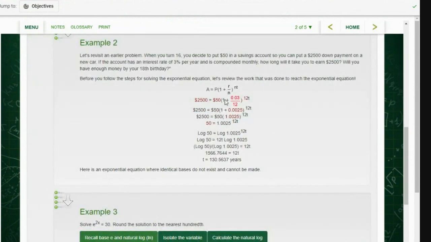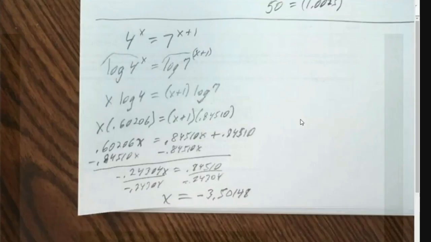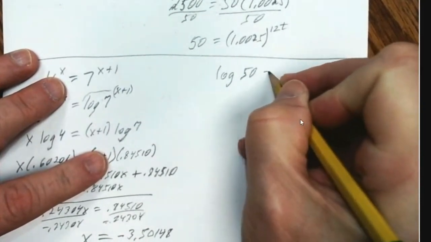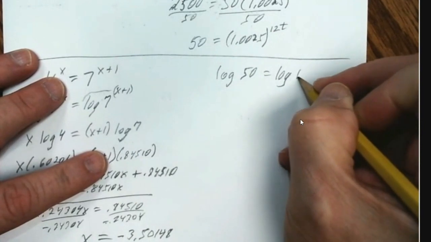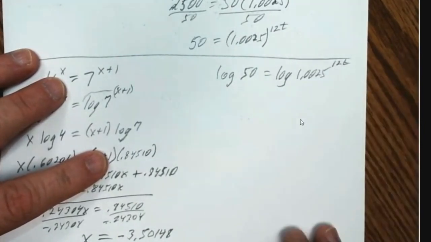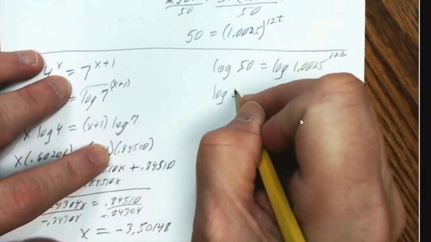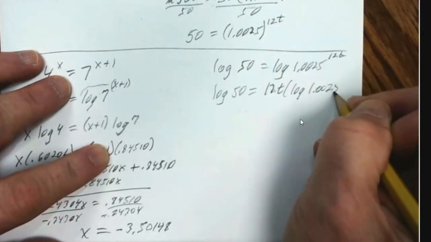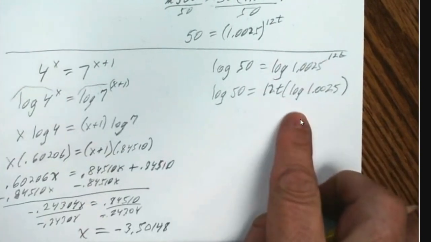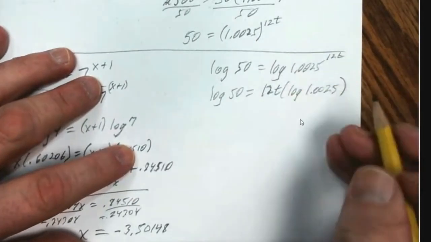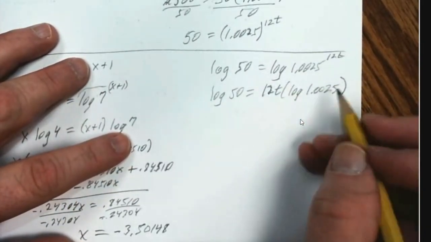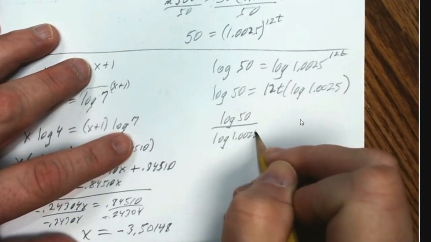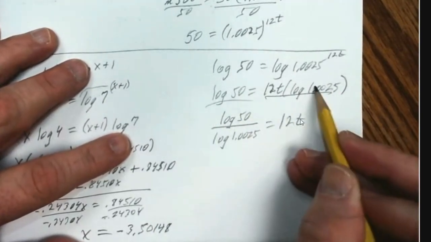Example 2. All right, this gets to our interest problem. So when we got to this interest problem, we can work this by doing log of 50 equals log of 1.0025 to the 12t power, which means log 50 equals 12t times log 1.0025, right? Using our power property. I can go ahead and divide it right now without making it a decimal first. So this is log 50 divided by log 1.0025 equals 12t. So I just divided both sides by this.